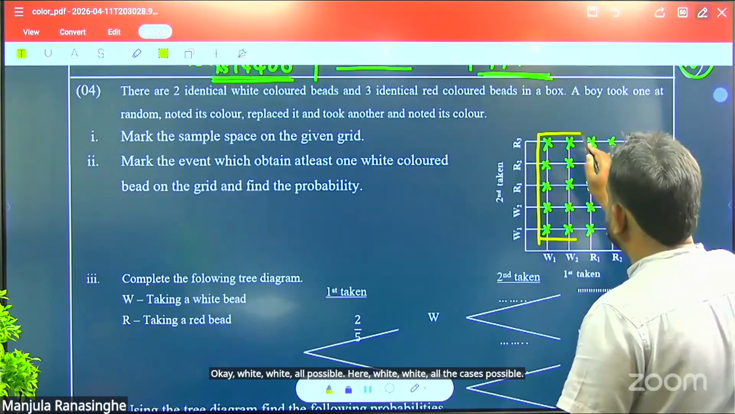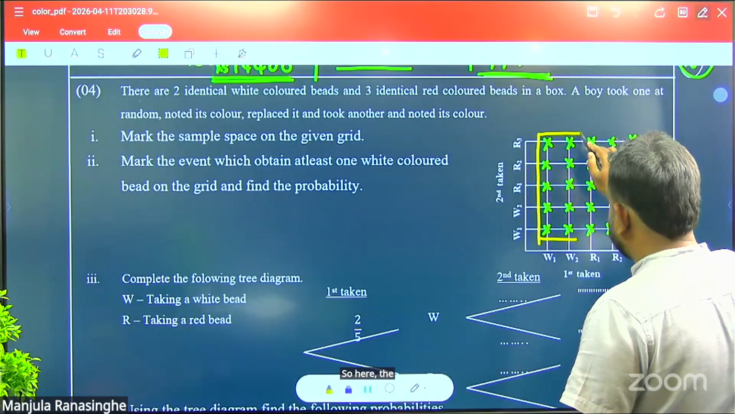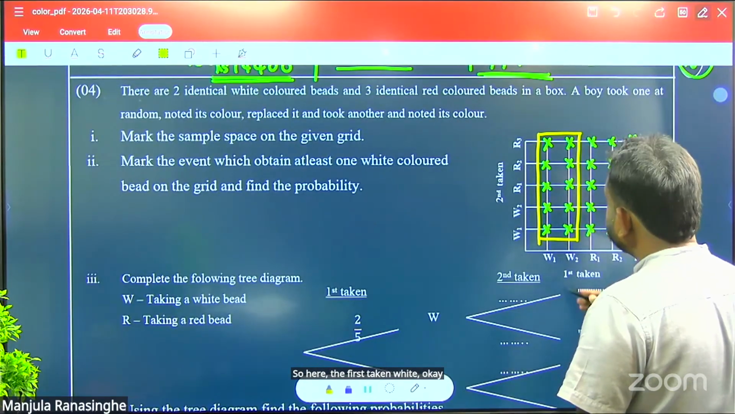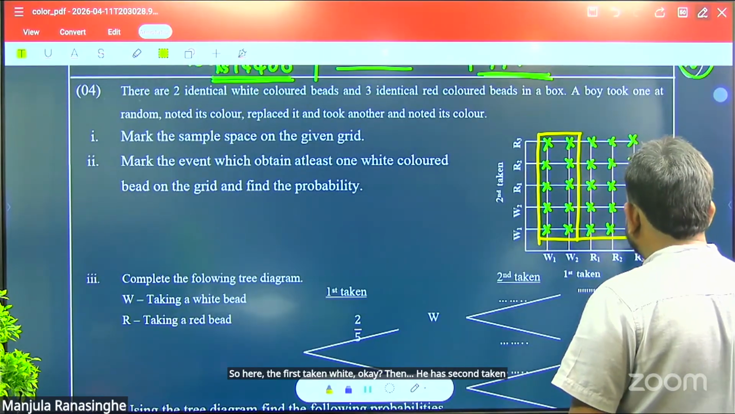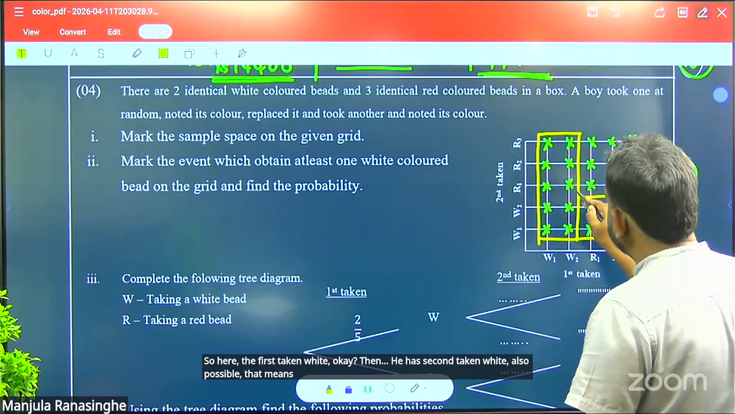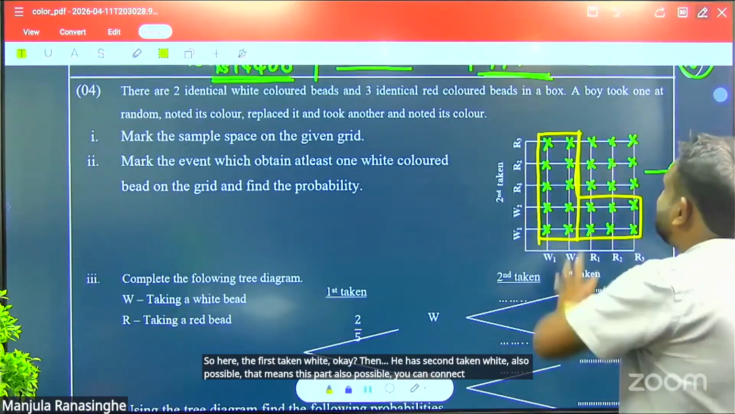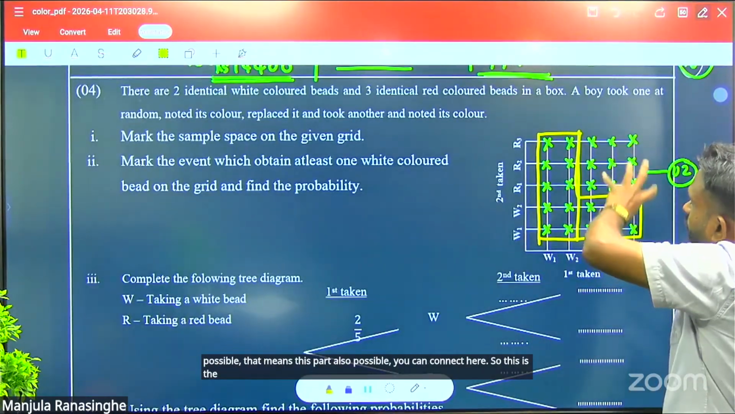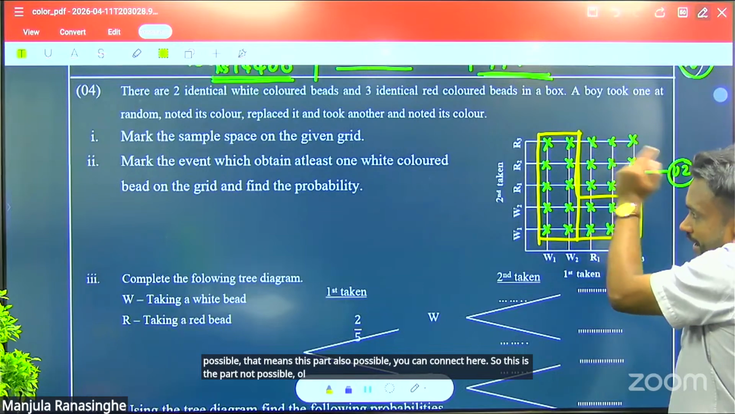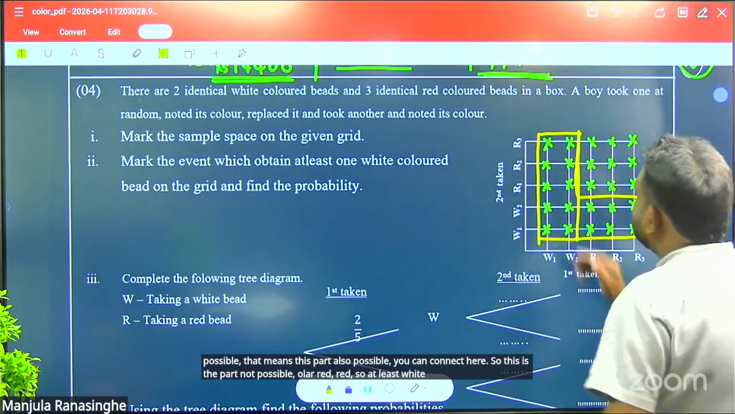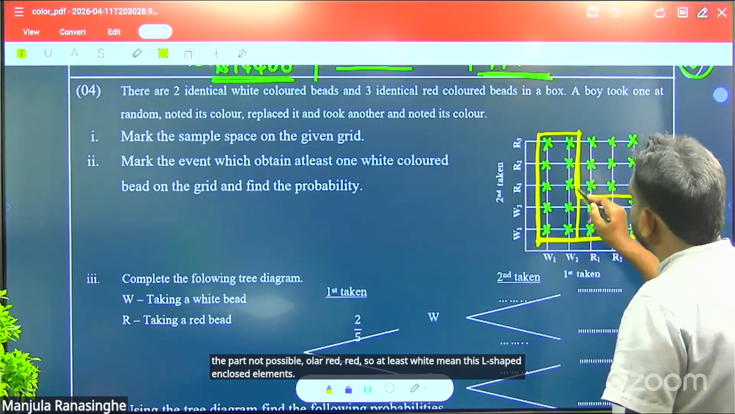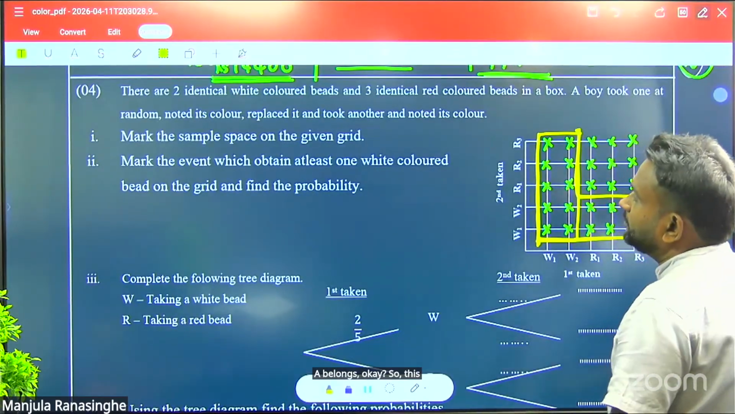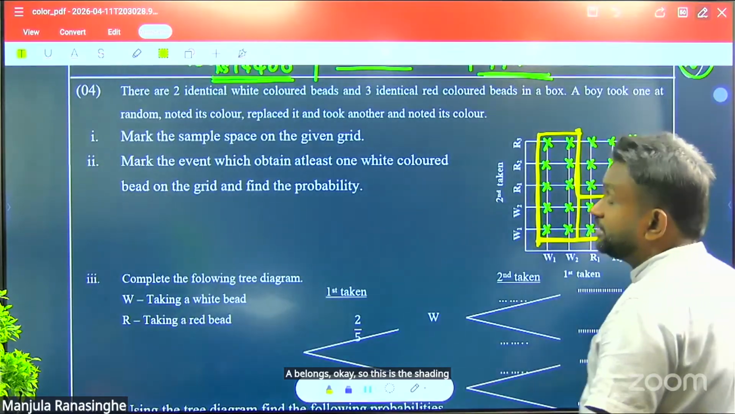So here the first taken is white, okay. Then here the second taken white is also possible. That means this part is also possible. You can connect here. So this is the part not possible, all are red. So at least one white means this L shaped enclosed set of elements belongs. Okay, so this is the shading, obtain the whole colored region and find the probability.